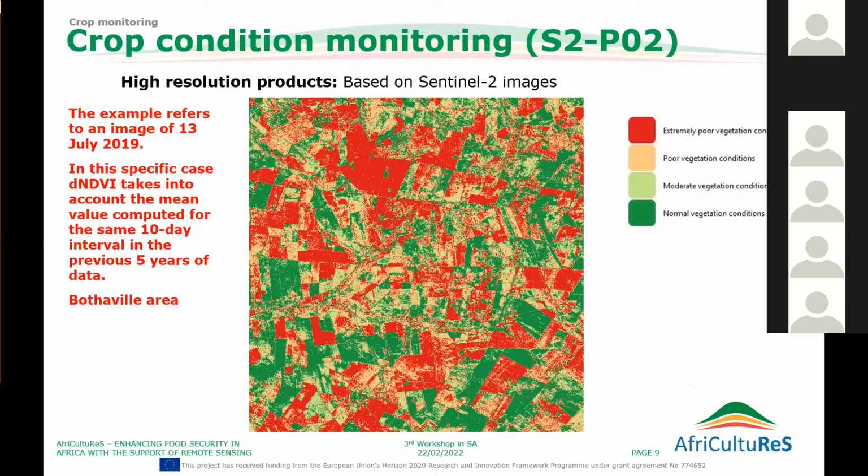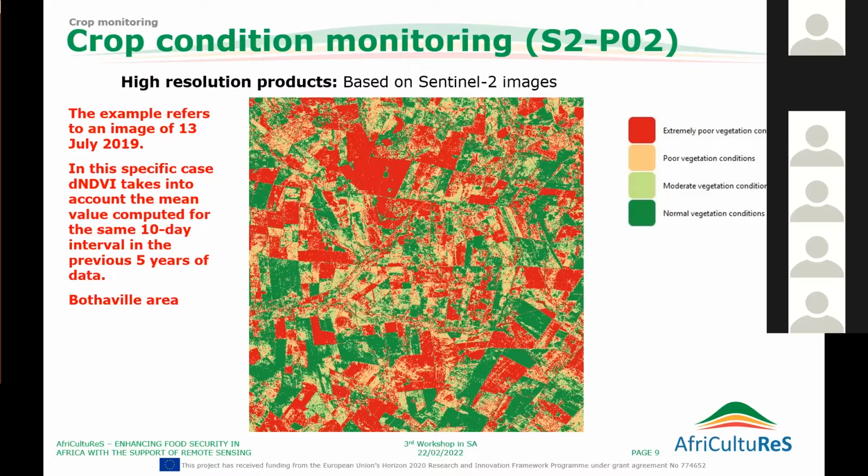This is almost based on the same idea as the other product presented by Thomas before. It is based also in this case on the historical behavior of NDVI. In this case it is based on 5 or 6 years of Sentinel-2 images. Actually, we considered all the Sentinel-2 images available since when the satellite was launched in 2016.